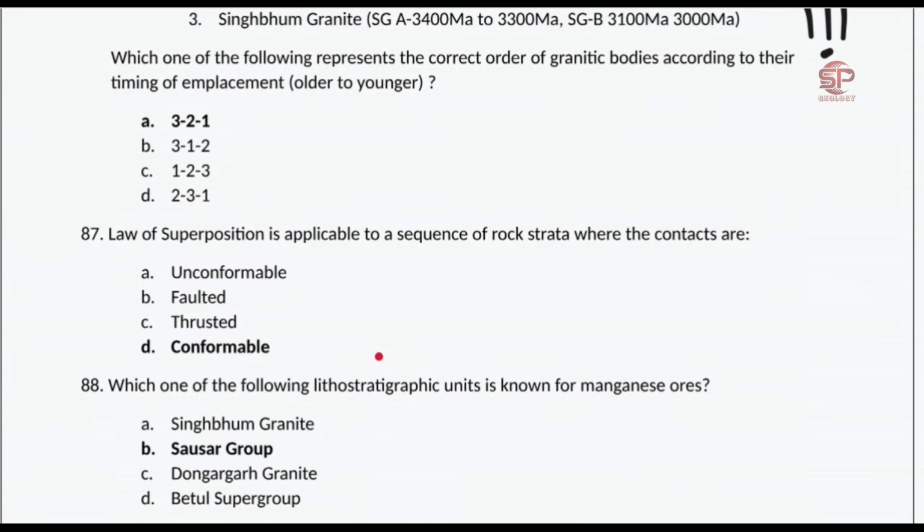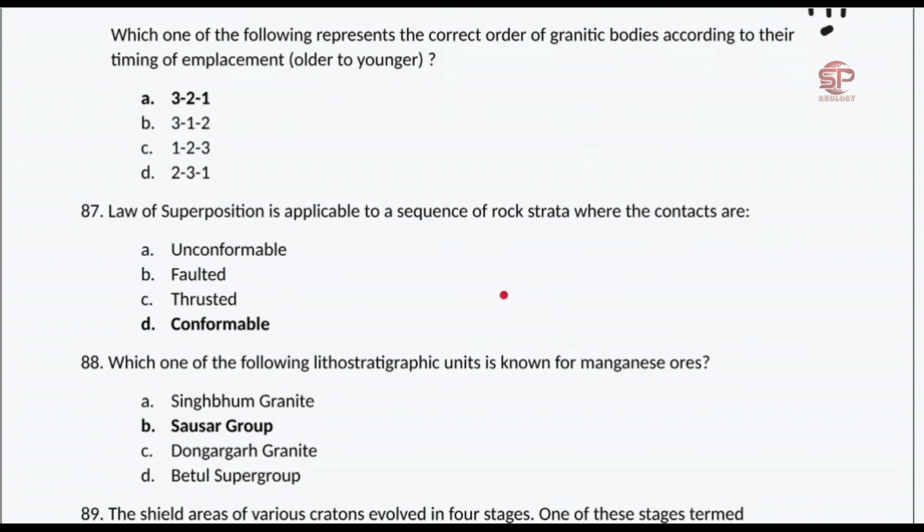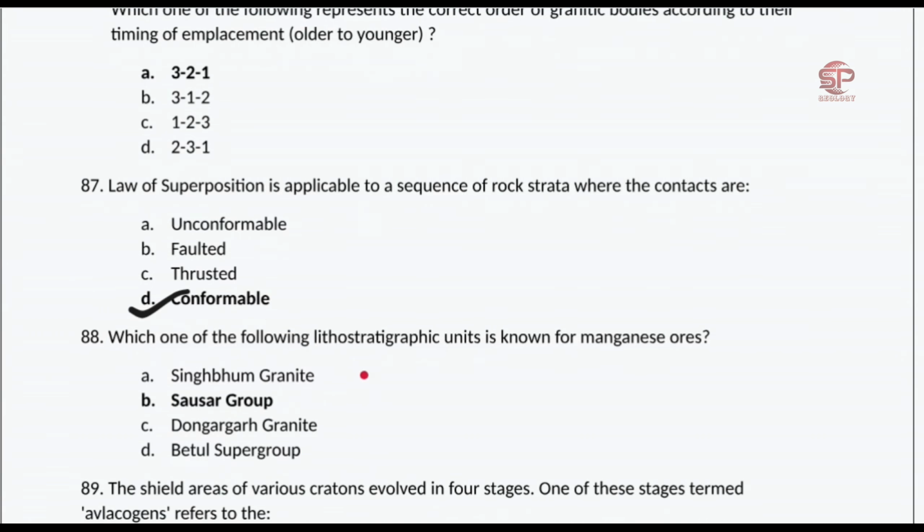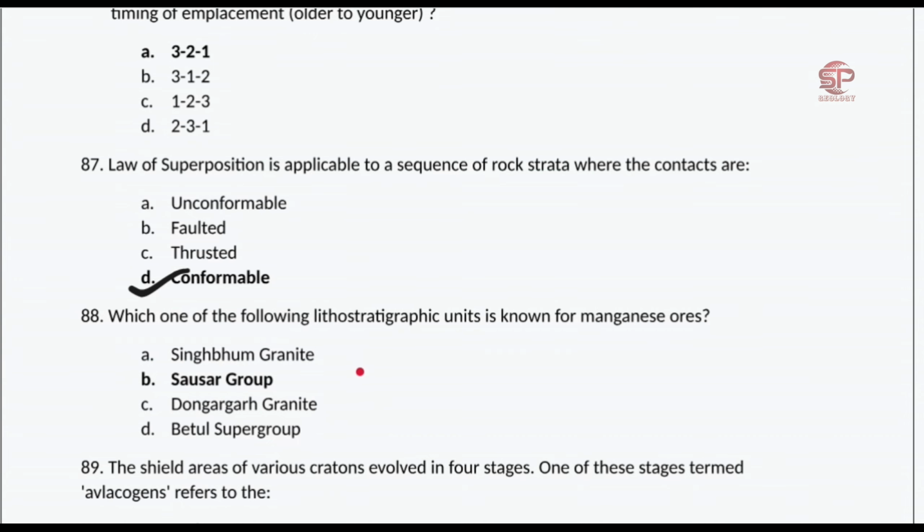The law of superposition is applicable to a sequence of rock strata where the contacts are conformable, because superposition is only applicable to those strata which are undeformed or undisturbed. A conformable strata is undeformed and undisturbed. So the answer will be D. The law of superposition says that the lower strata will be older and the upper strata will be younger in undisturbed or undeformed strata. You cannot say it for every strata, because in overturned strata the superposition will change.